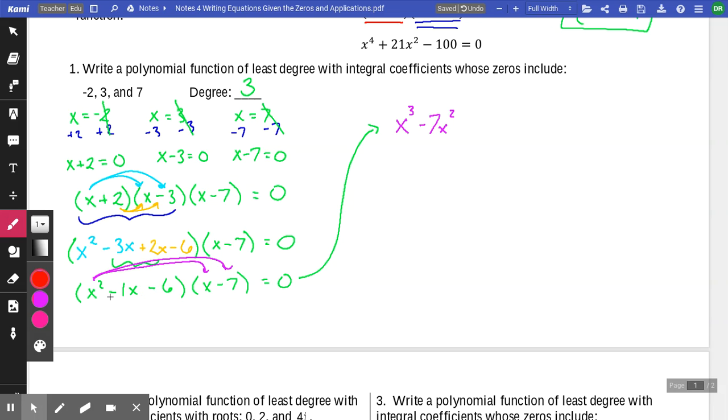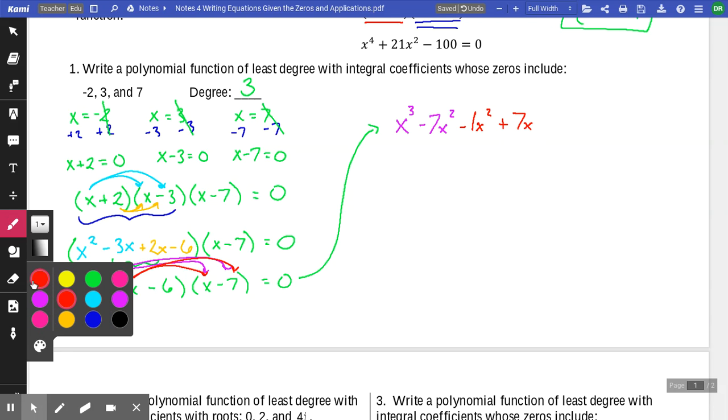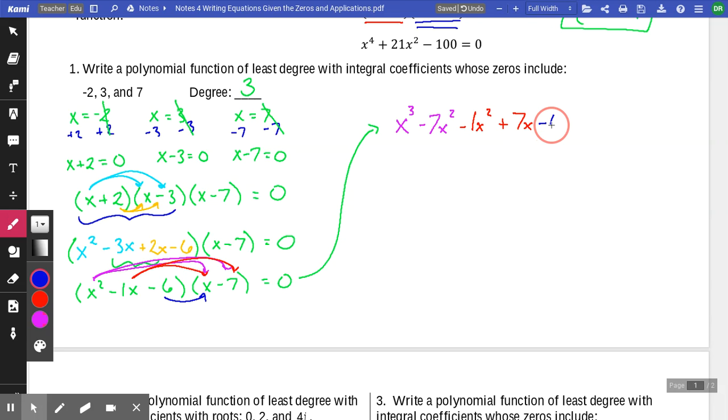Okay, and let's go to the next term here, the -1x. We need to take that times x. So -1x times an x, that's -1x squared. And -1x times -7, that's a negative times a negative, so we get plus 7x. And then lastly, we need to take our multiplier -6 times this factor x minus 7. So -6 times x would be -6x. And then -6 times -7 is a negative times negative, so we get positive 42.